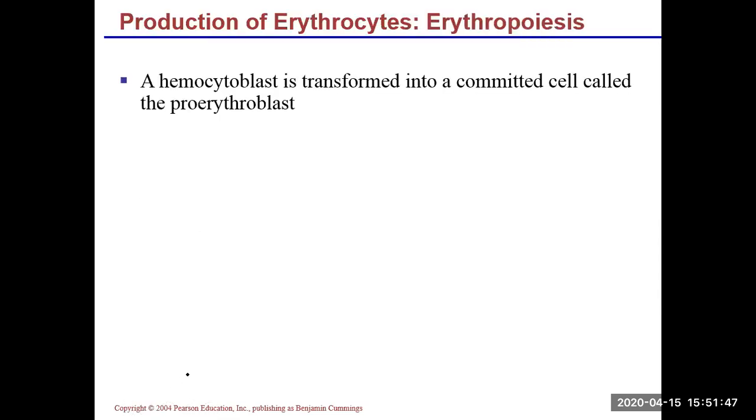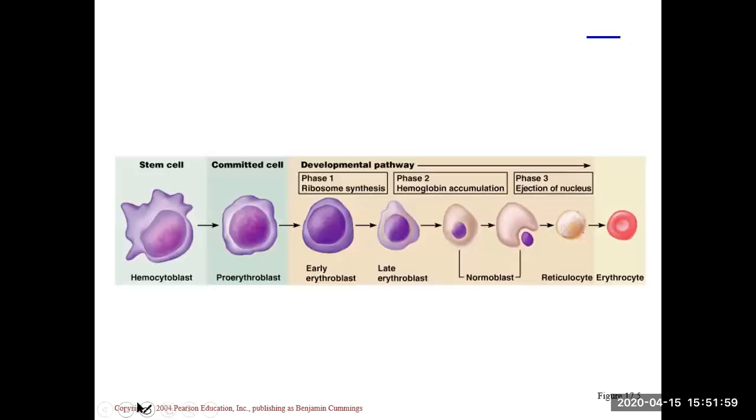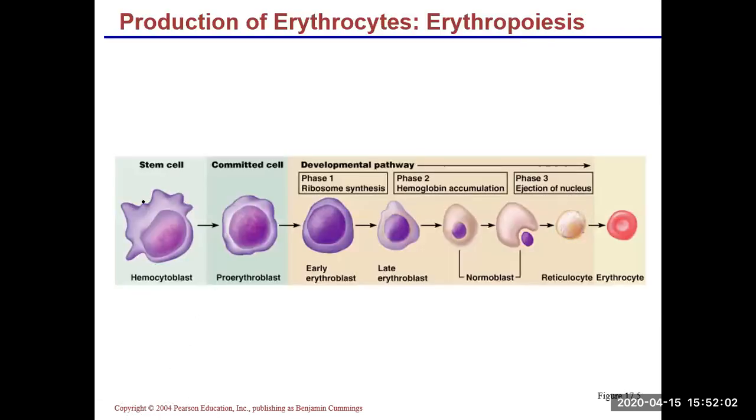All right, so let's go ahead and take a look at how we can actually make erythrocytes. There are different phases, so you could take a look at this to show it to you. So this is the stem cells. This is hemocytoblast. This is where everything starts off. Stem cells have the capability to become different types of cells.